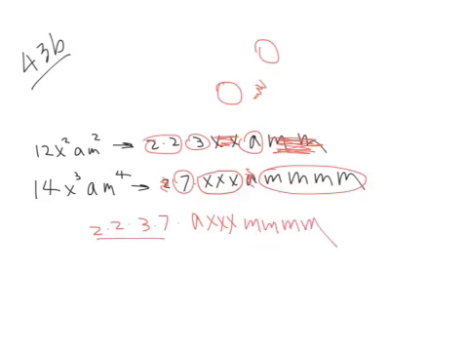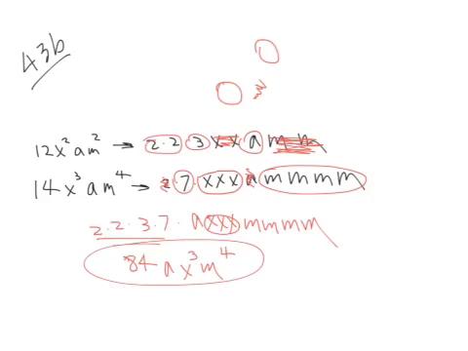So 2 times 2 is 4, times 3 is 12, times 7 is 84. If you remember your multiplication tables, that would come real easy. A, x cubed, m to the fourth power. And you're done with that.